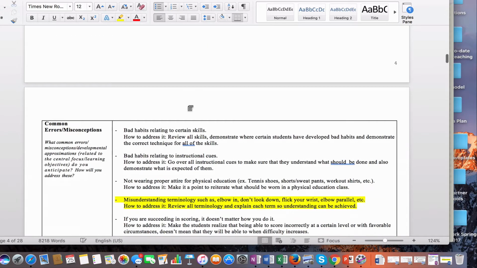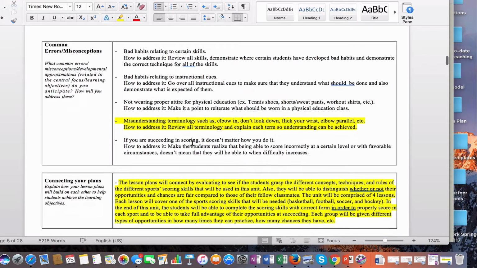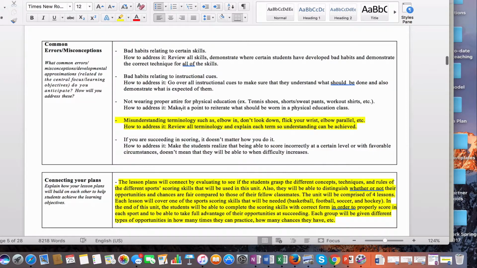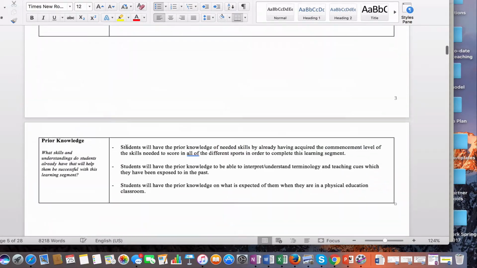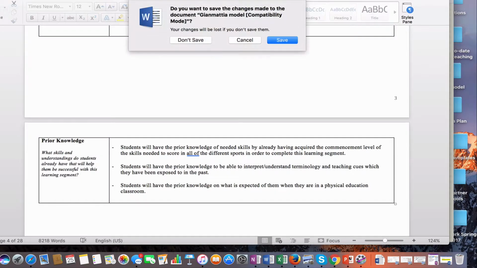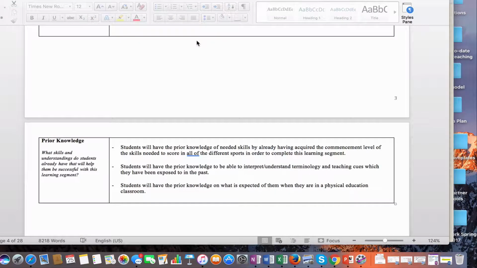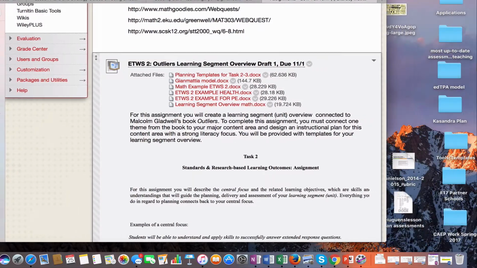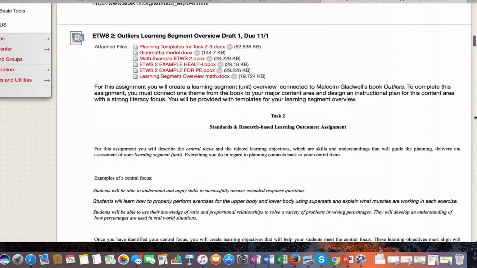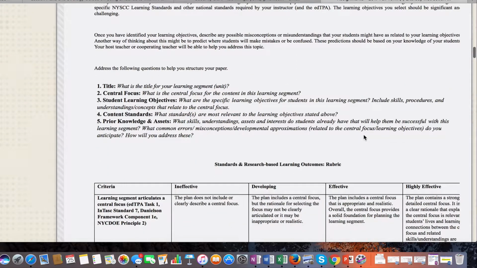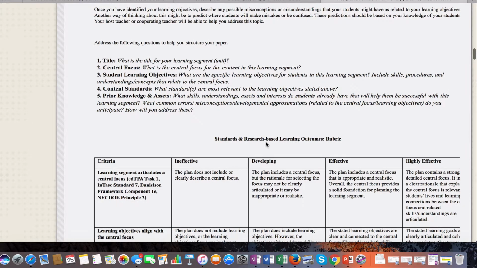prior knowledge, okay? And then this top box, the errors and misconceptions. All of the rest of this we're going to leave for now. So you're going to notice as you look through these models, and hopefully you've already done that, you're going to notice that it's not a lot of writing, but it's a lot of thinking, okay? So you really want to give this a lot of thought. And again, it's a first draft. I'm going to give you some feedback.